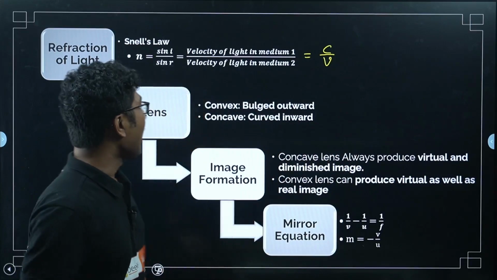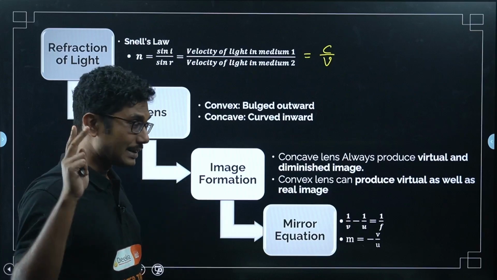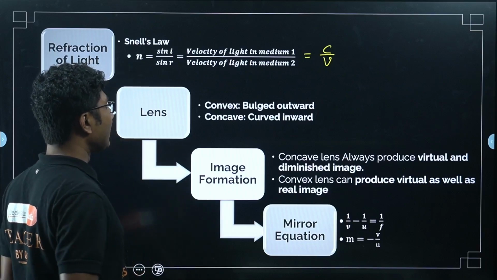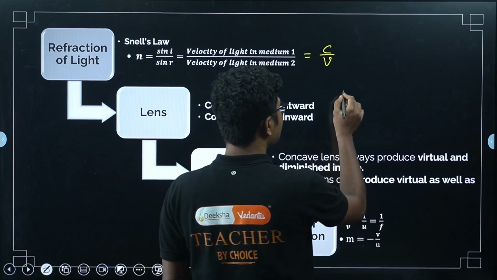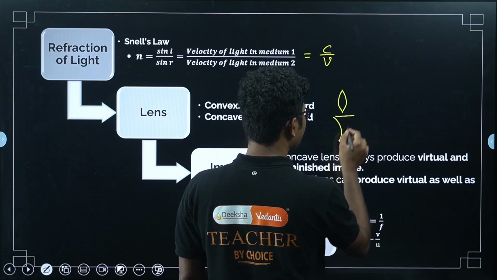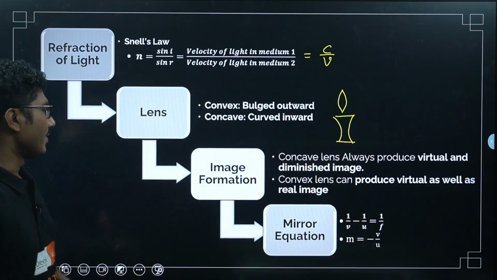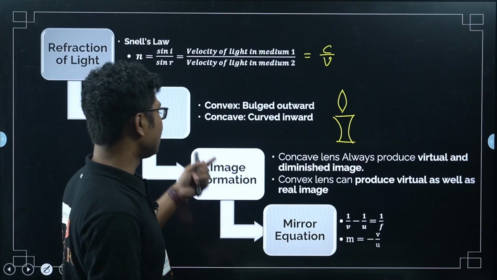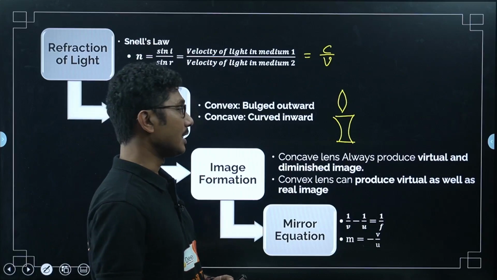We know that the speed of light in vacuum or in air is basically c, which is a constant. Okay, and then we will discuss lenses. Now lenses are basically of two types, similar to mirrors. A convex lens is bulged outward, and a concave lens is caved inward, right? So this is convex, this is concave. Now image formation: similar to mirrors, we will also study image formation by concave and convex lenses.